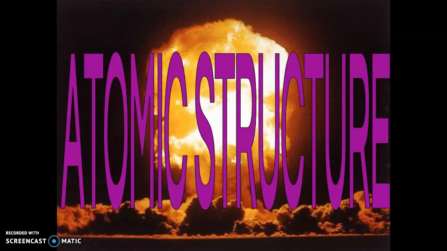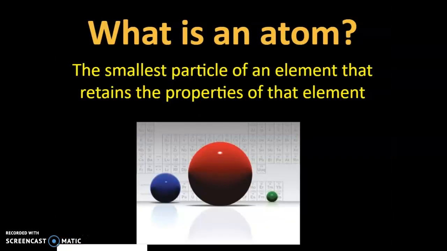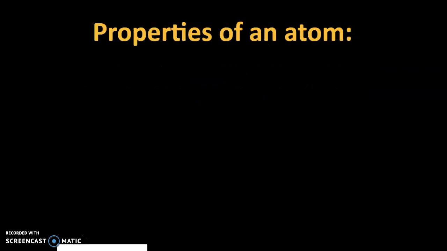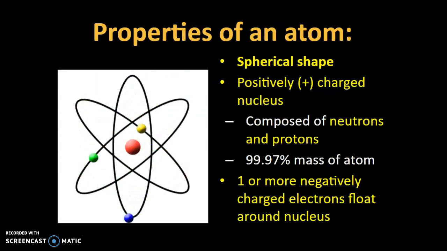So, just to get started, the first question we're really trying to answer is, what is an atom? Simply, it's the smallest particle of an element that retains the properties of the element. Atoms are so tiny, we can't see them. But they make up everything in the world. And let's go ahead and take a look at the properties of matter.